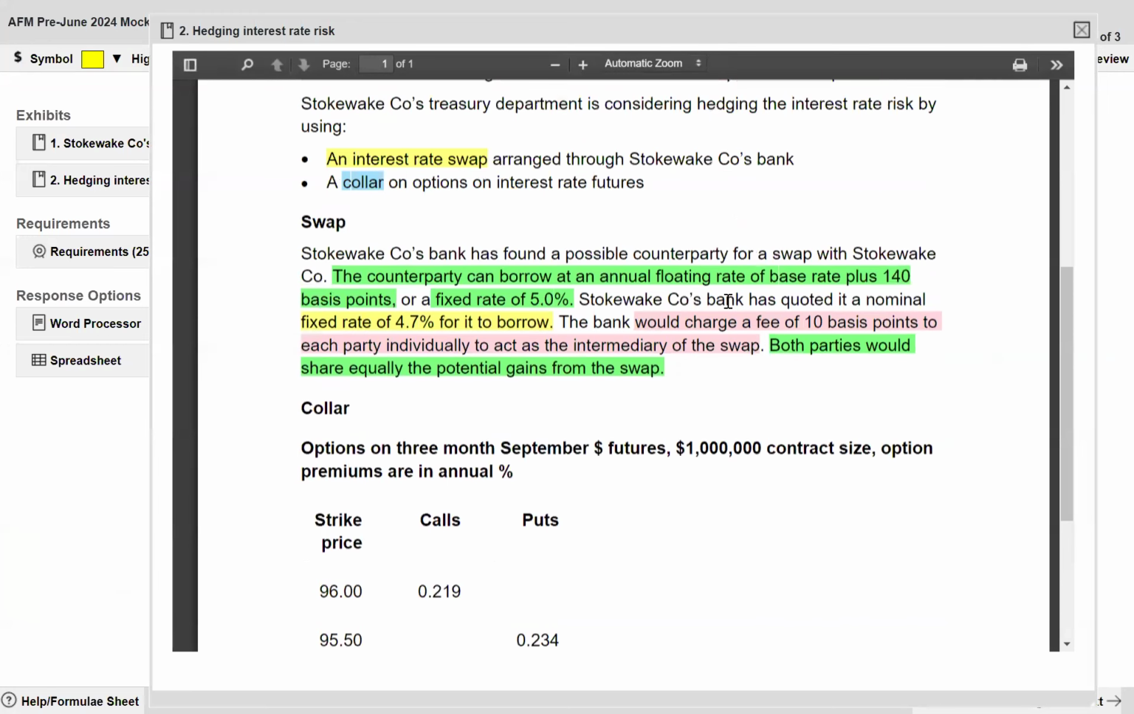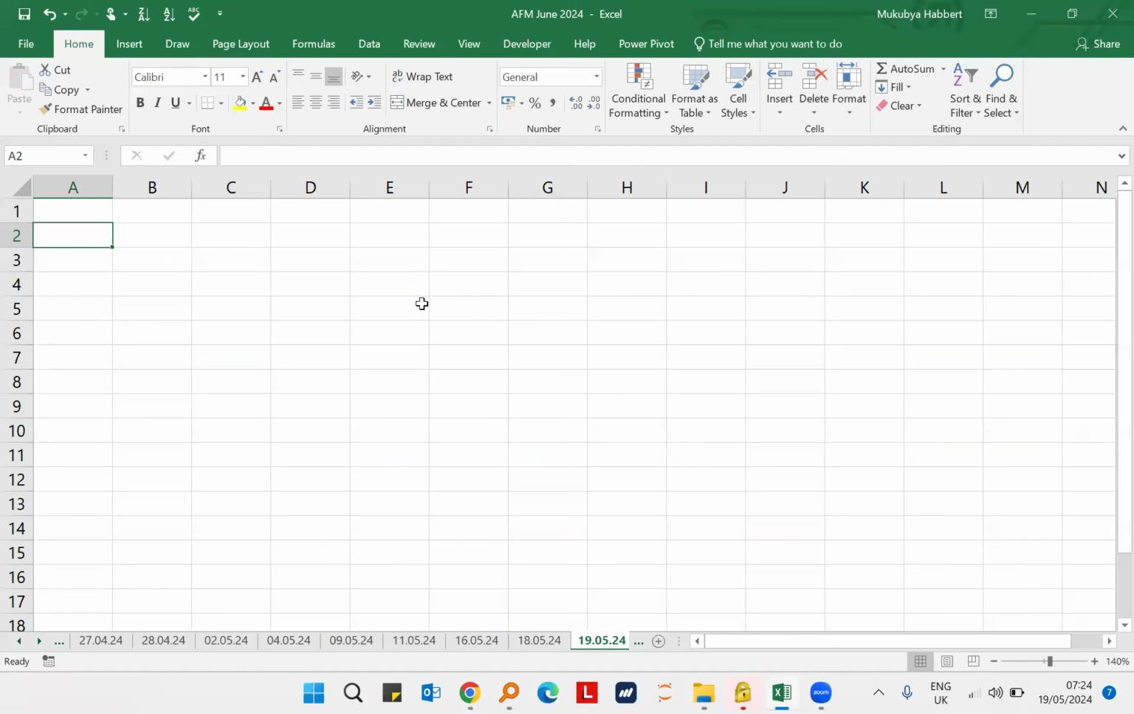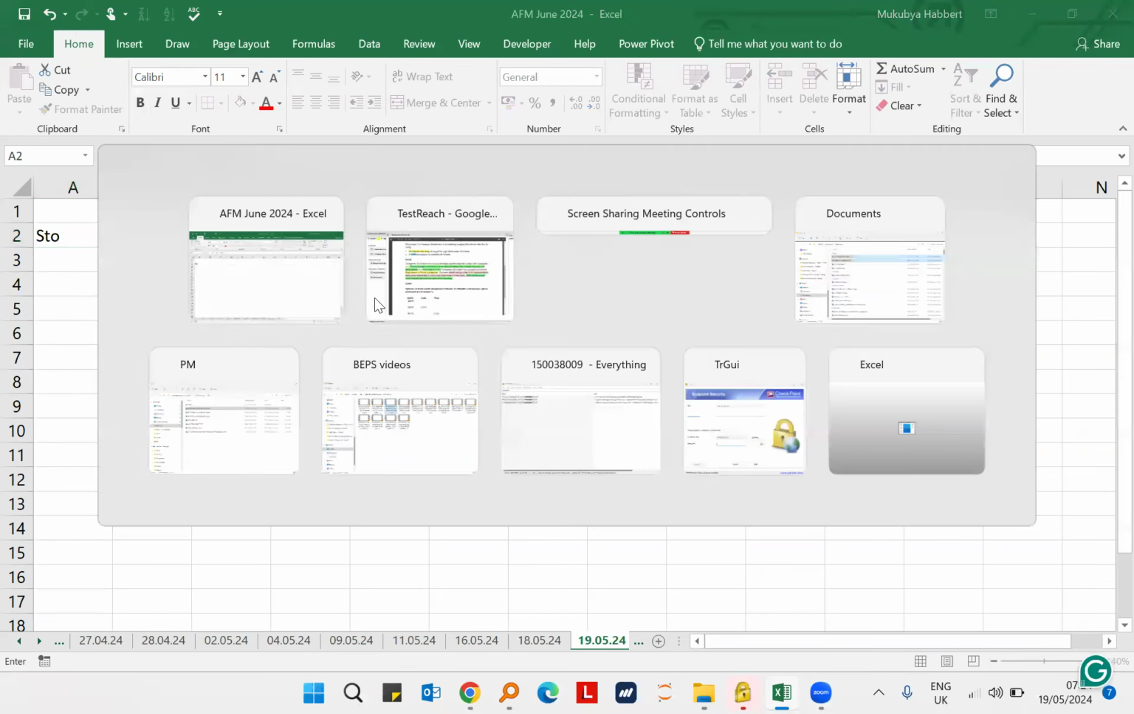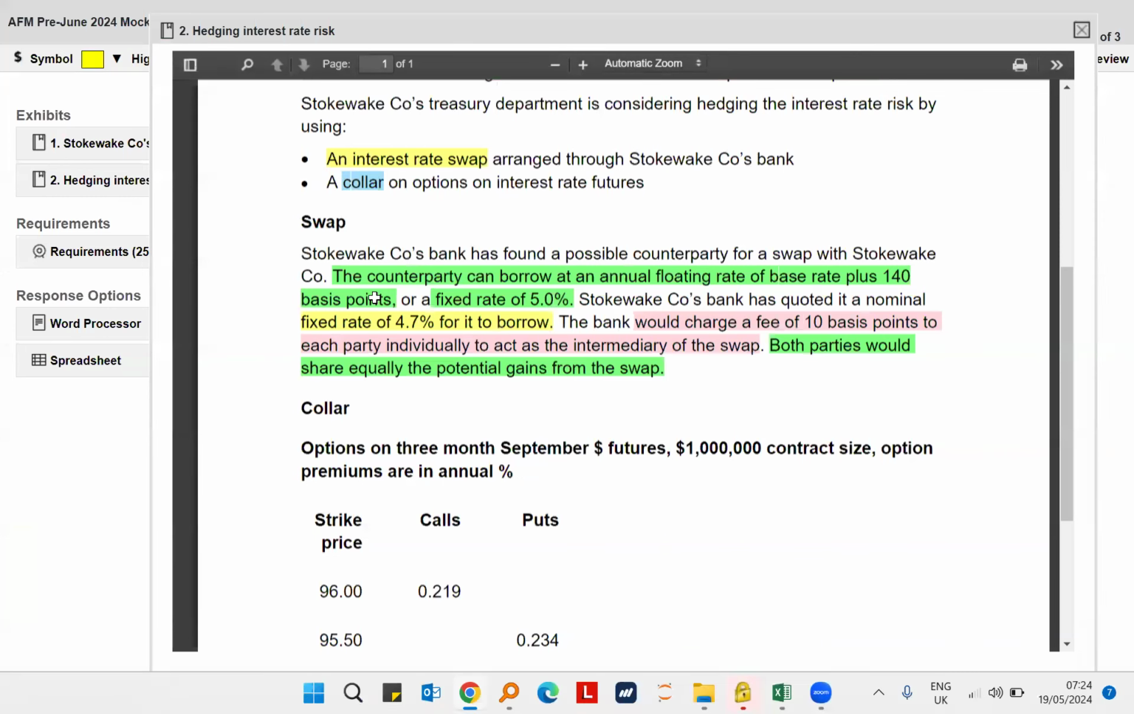For the swap, remember what happens with swaps: you have 2 people and they both want to borrow. Both of them can borrow at fixed and also floating, but you'll find that it's better for them to do it the other way around. So let's look at the question, which is called Stockwake.